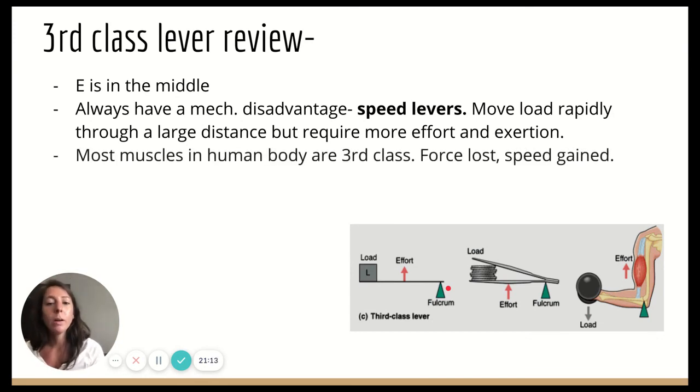And so most muscles in the human body are third-class levers. While force is lost, speed is gained. So over time, through time, we have needed that ability of speed to stay alive, in the older times. And so that has allowed our body to kind of evolve into having mostly third class levers.